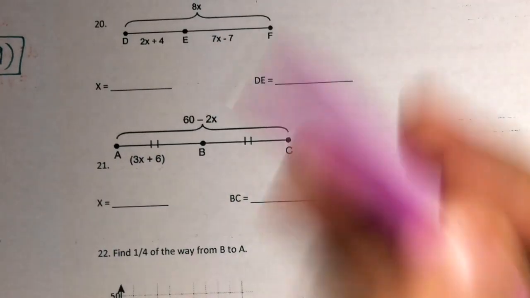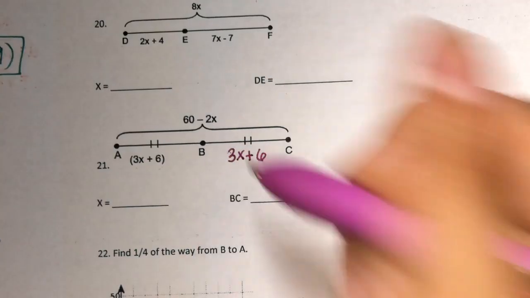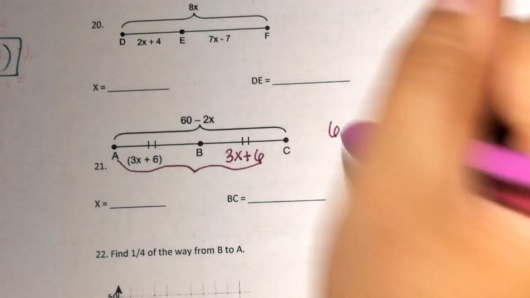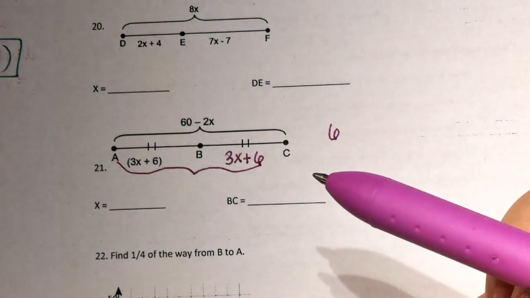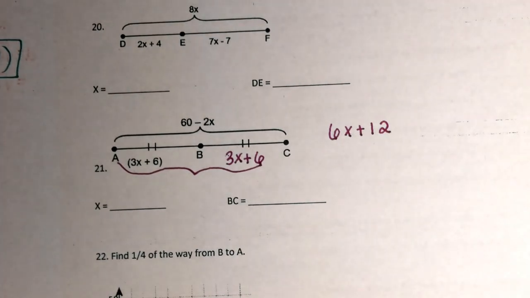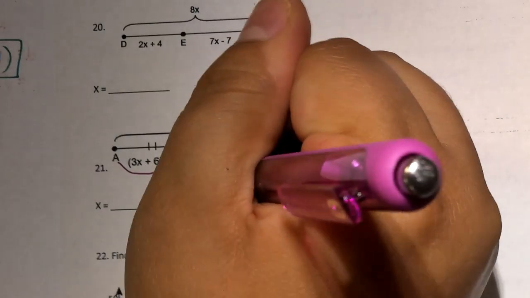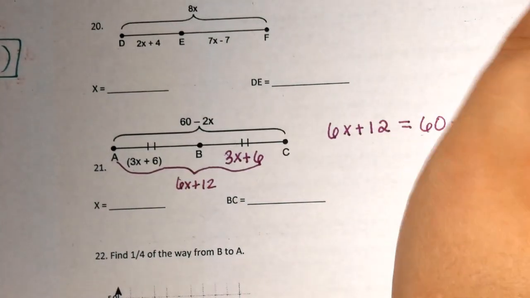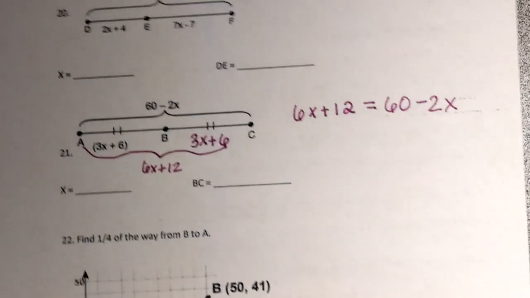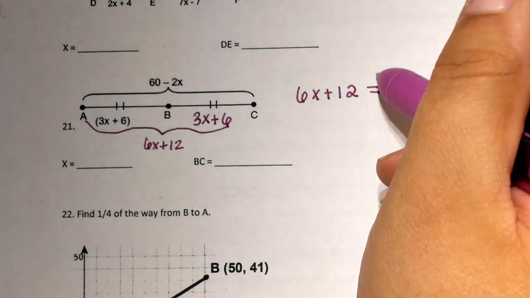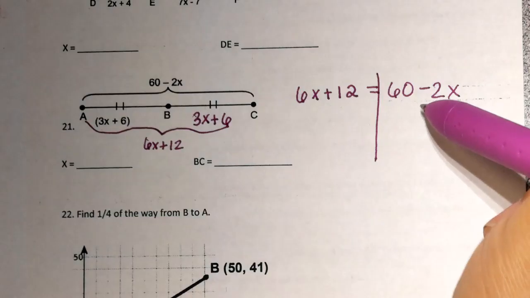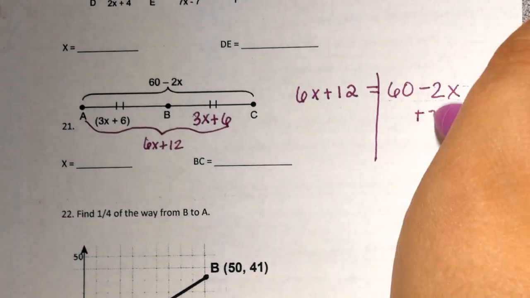A, B, and B, C. So isn't this also 3x plus 6? Yes. So what is the whole thing here? 60 minus 2x, you're right. But what else is it? 6x plus 12. It's also 6x plus 12. And don't you agree 6x plus 12 can equal 60 minus 2x? X's are on both sides. Now normally we say we subtract, right? But it's already subtraction. So what are we going to do? Plus.